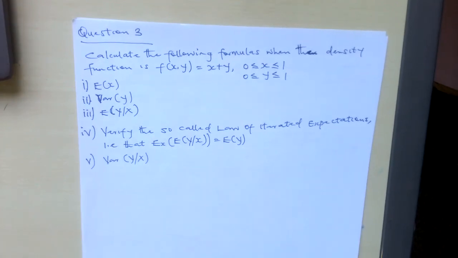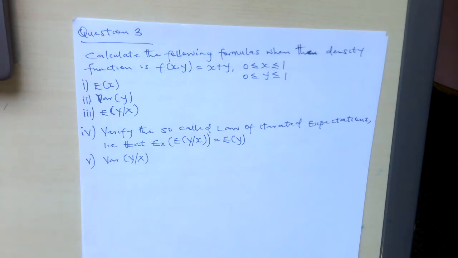So here, calculate the following when the density function is f of x, y equal to x plus y, with x from 0 to 1 inclusive and y from 0 to 1 inclusive. So get the expected value of x, the variance of y, and the expected value of y given x. So this is a joint function, actually. From the joint function, we are asked to find the expected value of x.